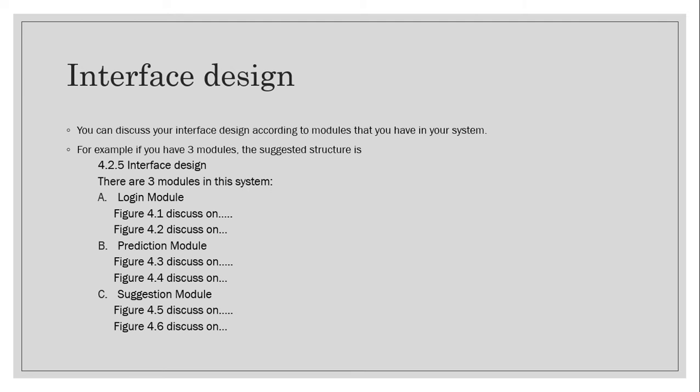So discuss what is it. The first figure is about what. The second figure is about what. The third one is suggestion module. Maybe after you predict, you have to suggest something to your user, recommend something to your user. So what is it? The first figure would suggest what? Second figure would suggest what?